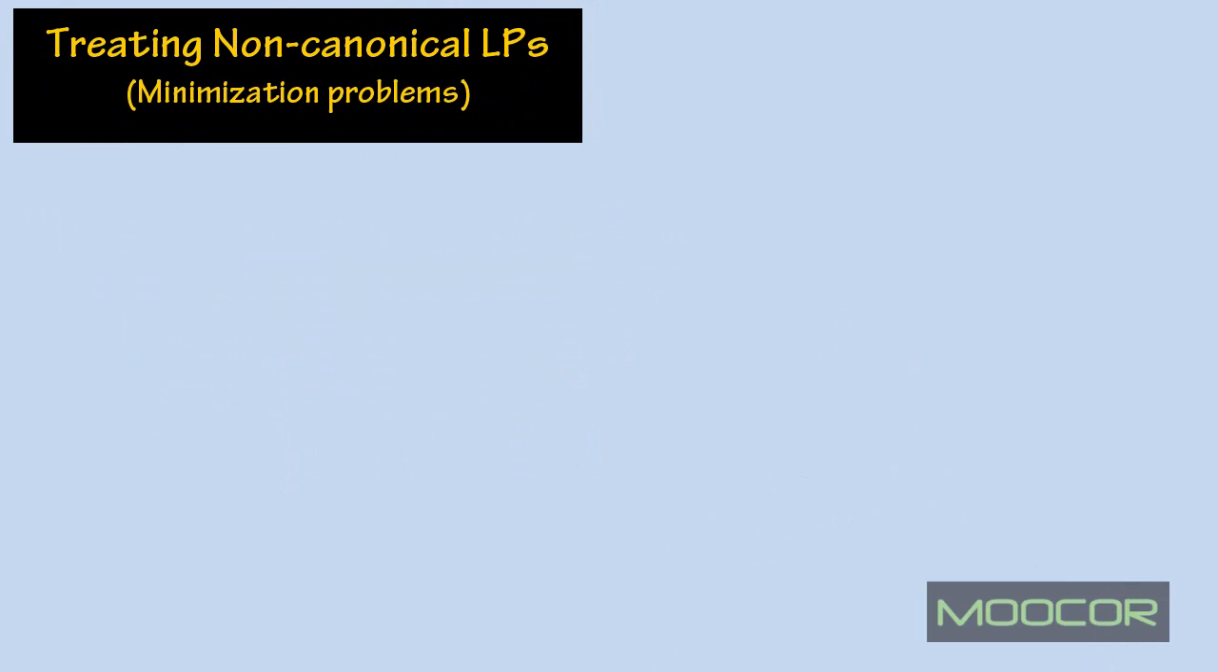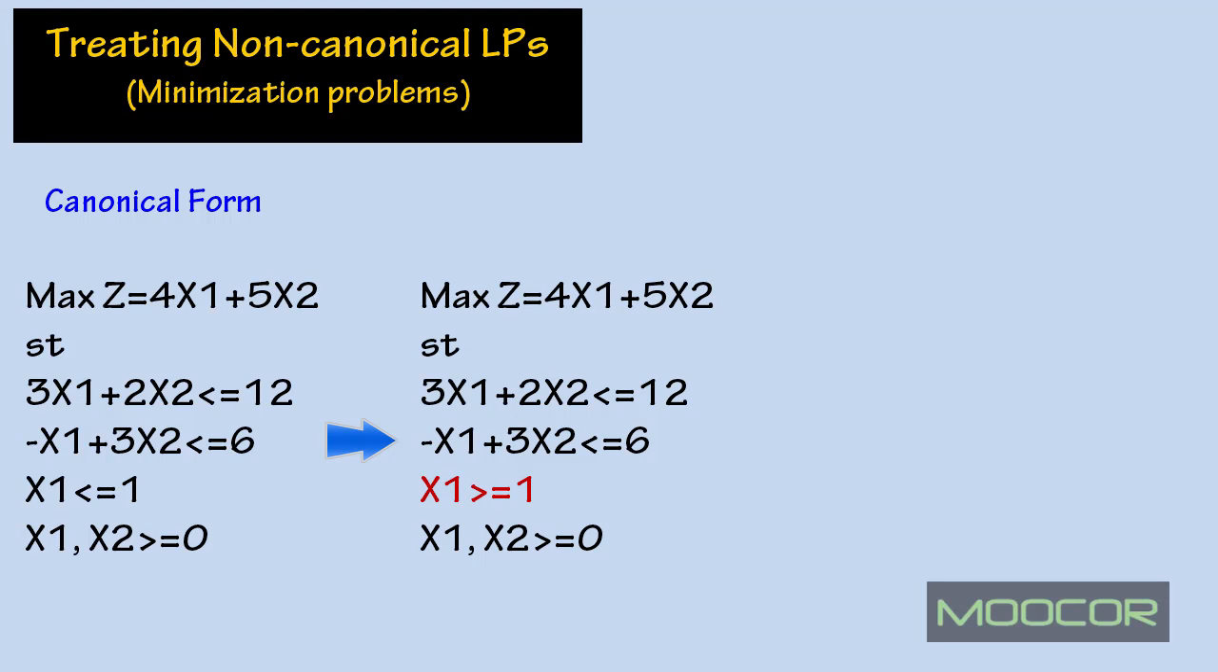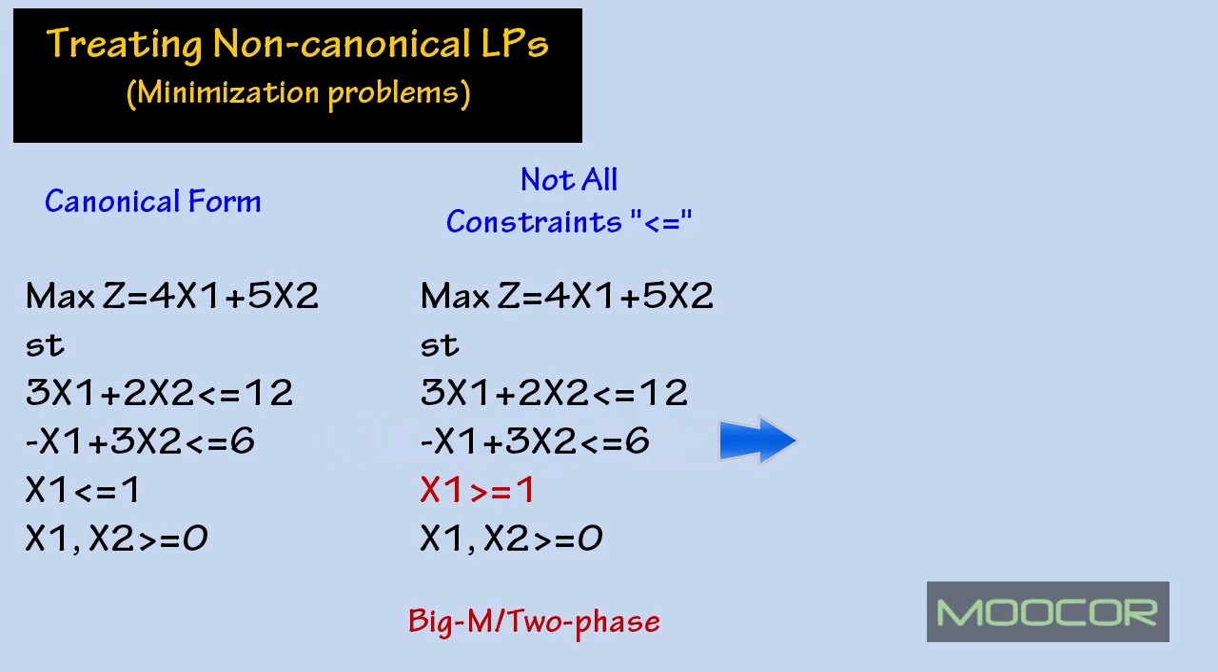Let's start our discussion by looking at minimization problems. Remember that we introduced canonical form as a maximization problem with all constraints in the form of less than or equal and all variables to be greater than or equal to 0. In topic 5, we discussed the cases that some of the constraints may not be in the form of less than or equal sign. They may be greater than or equal sign or equal sign. Both big M and two-phase methods will address such a situation.